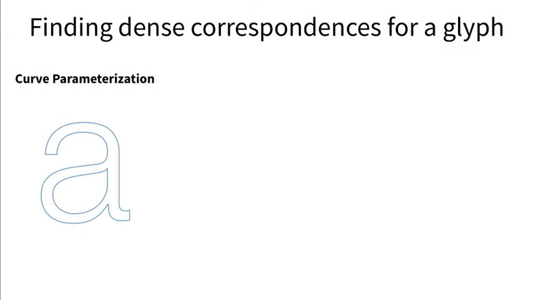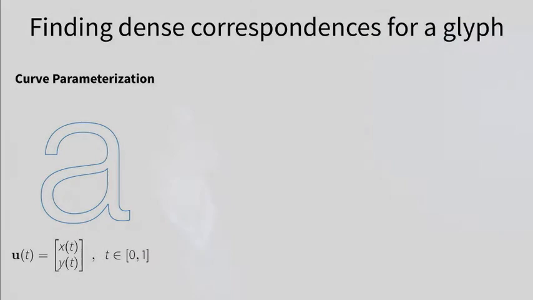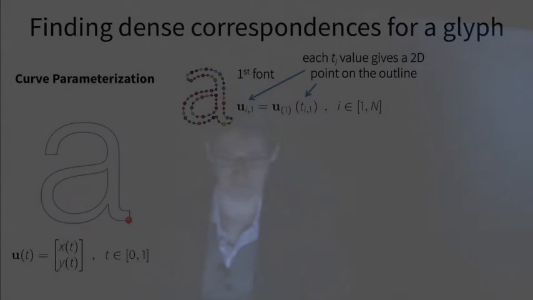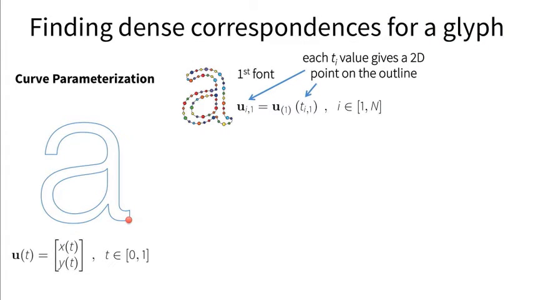The curve parameterization is very straightforward. We take a parametric approach with t from 0 to 1, going around a closed curve. As you go from 0 to 1, you go all the way around the curve. If I take the first font, I would choose some specific values of t and uniformly sample all the way around. Each t value then gives a point on the outline, so the t values define the polyline giving the shape of the font. That makes sense.